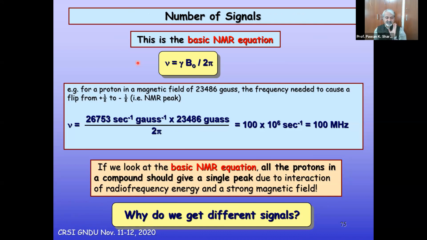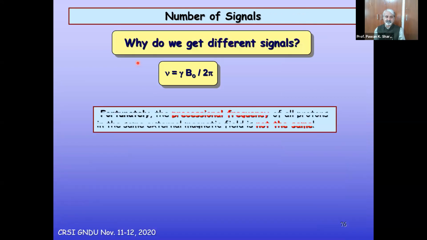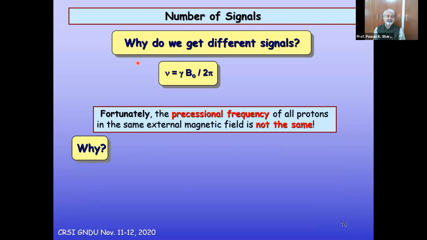That means we defined somewhere, we did not take into account something. We are overlooking something. What are we overlooking? We are saying that because gamma is same, B0 is same, 2 pi is same, so precessional frequency should be same, Larmor frequency should be same. But fortunately, the precessional frequency is not the same, even if we apply the same applied magnetic field. Why is it not same?